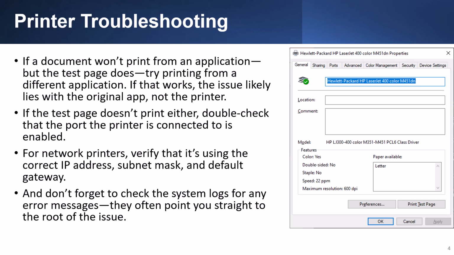Try printing from a different application. If that works, the issue likely lies with the original app, not the printer. If the test page doesn't print either, double check that the port the printer is connected to is enabled. For network printers, verify that it's using the correct IP address, subnet mask, and default gateway. And don't forget to check the system logs for any error messages that often point you straight to the root of the issue.